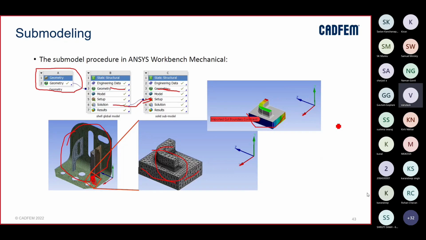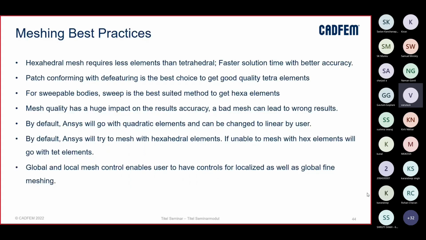These are some of the meshing best practices. Usually most people prefer going with hexahedral elements. There is a reason for that, because 12 tetrahedral elements may form into one hexahedral element. You can imagine now: 12 tetrahedral elements equal one hexahedral element, which means element count is less, node count is less, which means results will be really faster. You don't need more memory also.